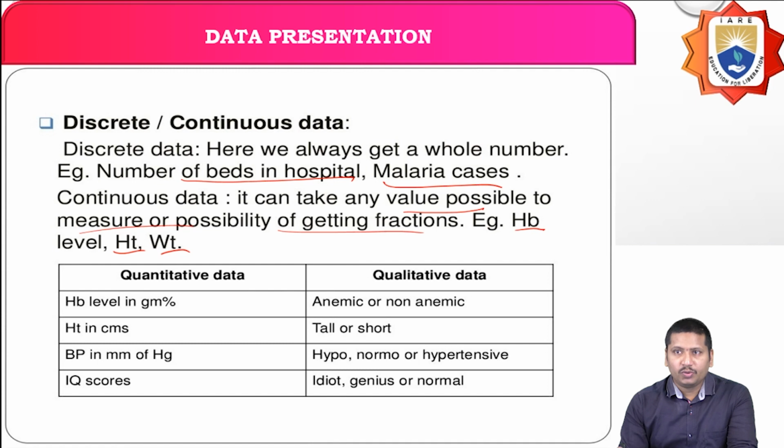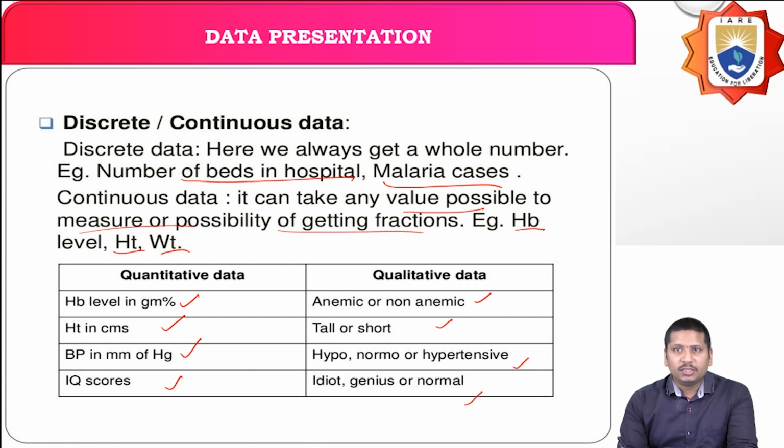So, quantitative and qualitative. If I consider quantitative, it is HB level, height in centimeters, BP in Hg, and so on. Qualitative means non-anemic, or tall or short, hypertensive, and it may be idiot, genius, or normal, like that.